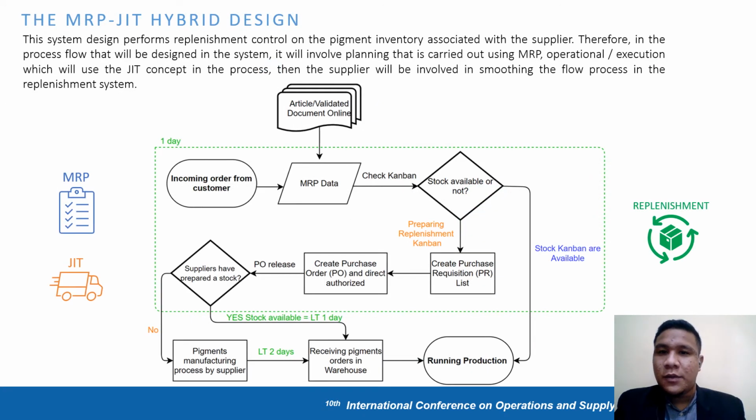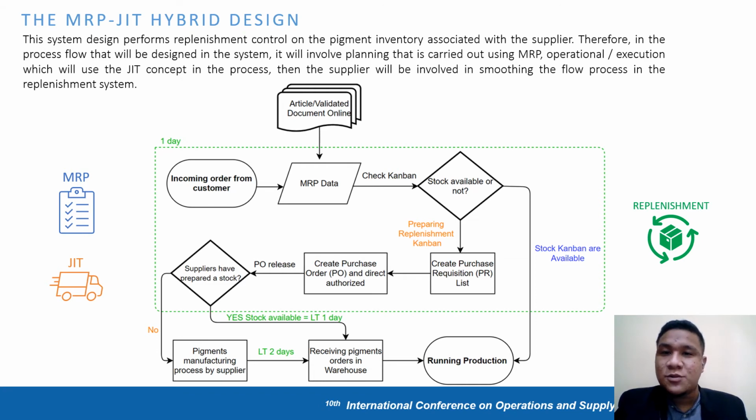Okay, with this replenishment design, the supply chain flow is more responsive and the JIT main target is achieved to deal with the incoming orders. As can be seen on the slide, when orders come in, the calculation of pigment required is already set up in MRP. It also shows the Kanban availability, whether stock is ready or not. And then we can go directly to preparing the PR or the PO release. It takes place on the same day as the arrival of the order from the customer.